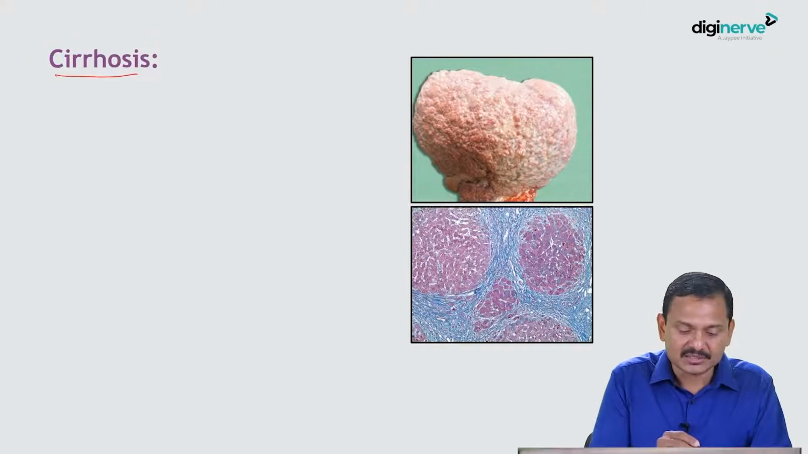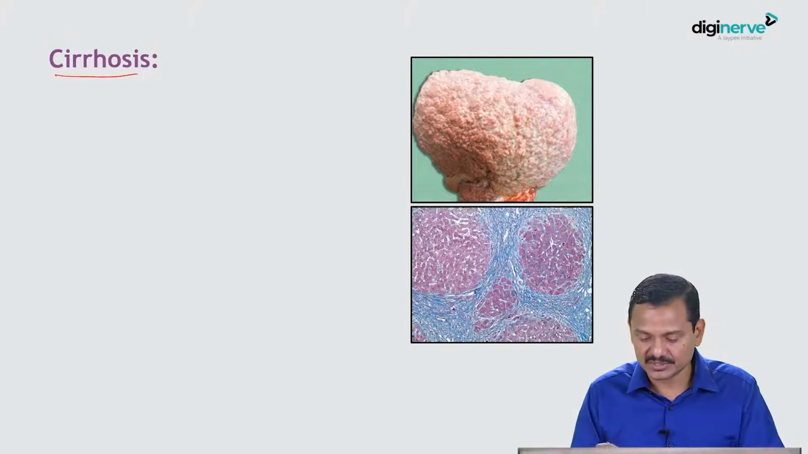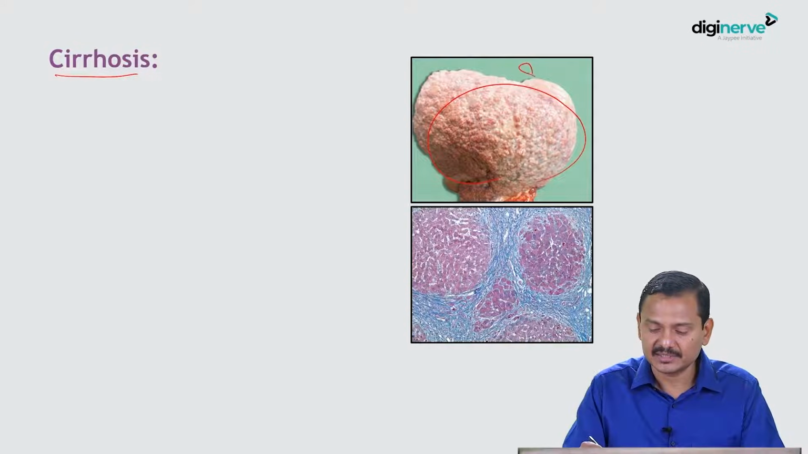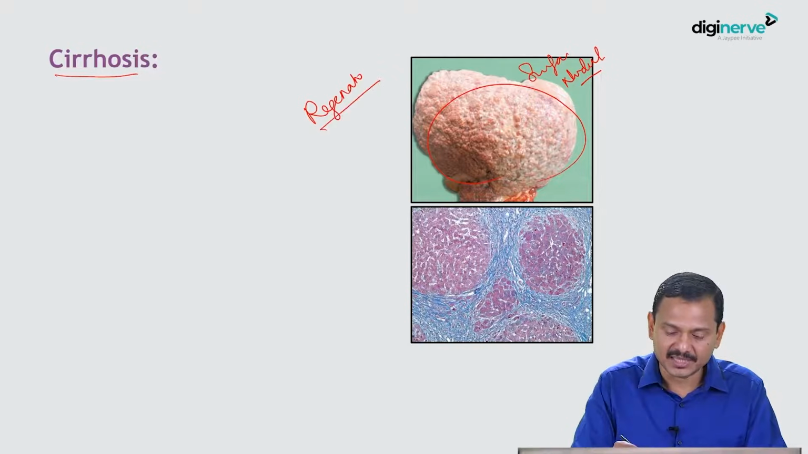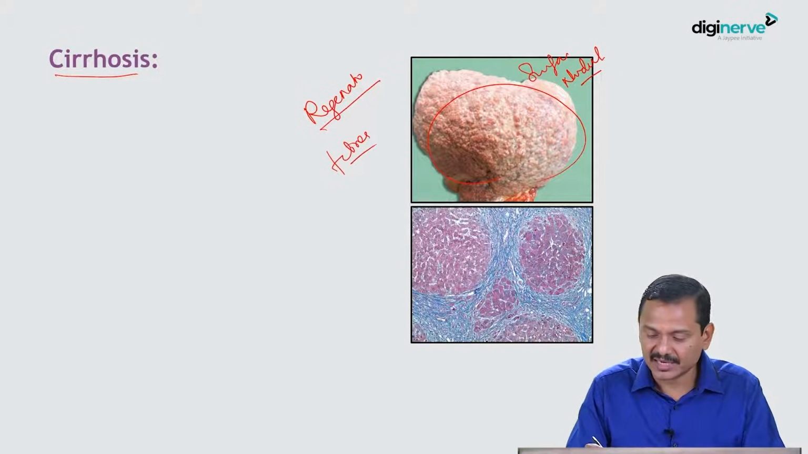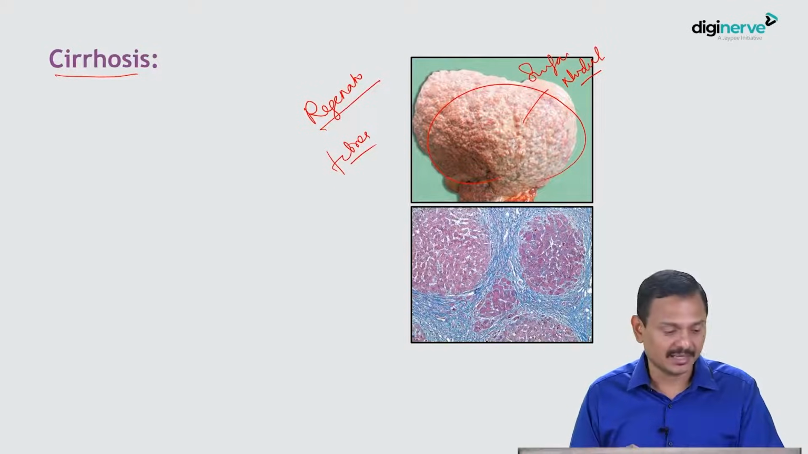If you see the gross specimen of cirrhosis, this is how it will look. The surface will be nodular, and the nodularity corresponds to regenerating hepatocytes, and the dimpling or the depth corresponds to the fibrosis. So these nodules are actually regenerating hepatocytes.